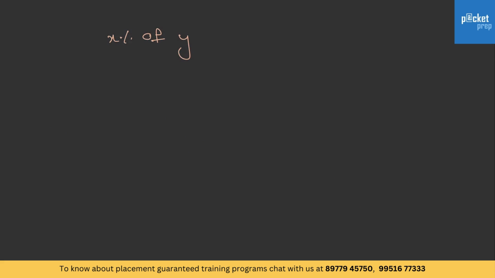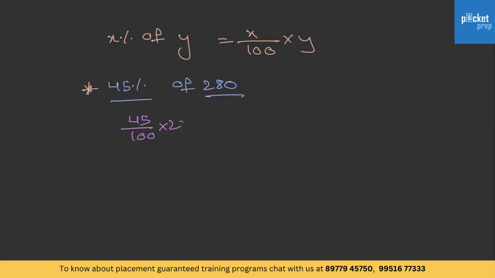X% of y is given by x by 100 into y. Suppose they ask us 45% of 280, which is 45 by 100 into 280, and this must be done by 4.2 into 28, which gives us the answer.